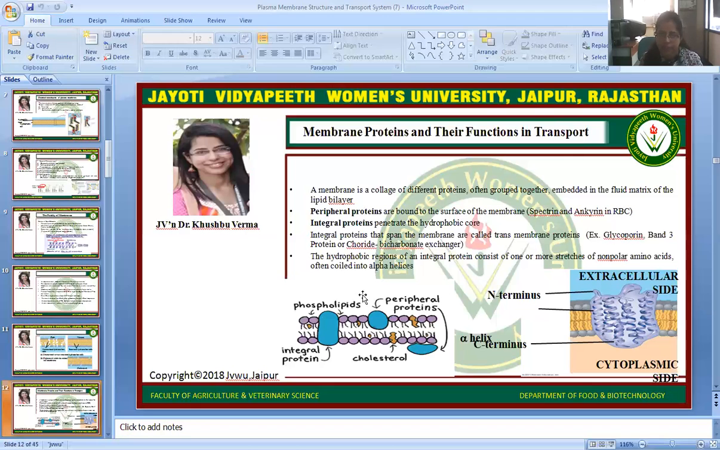And the second one is peripheral proteins. They are arranged only on the outside and inside regions of the cell membrane.